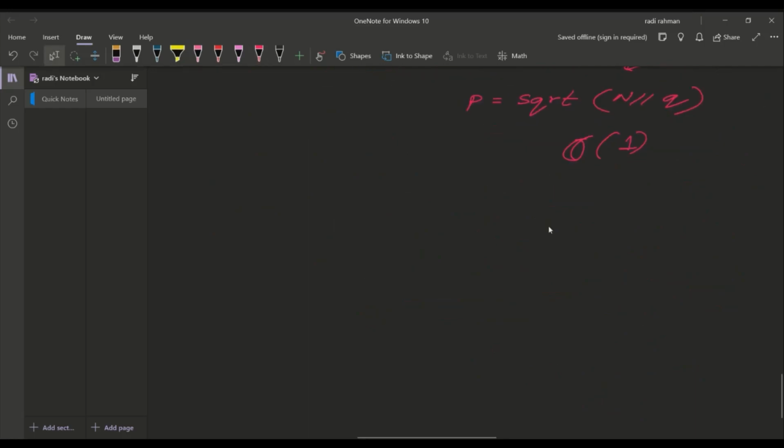So your total complexity is the total number of prime numbers present less than 10 to the power 7, and for each and every prime number you have to check whether that prime number divides n or not, and then the rest of the processes.